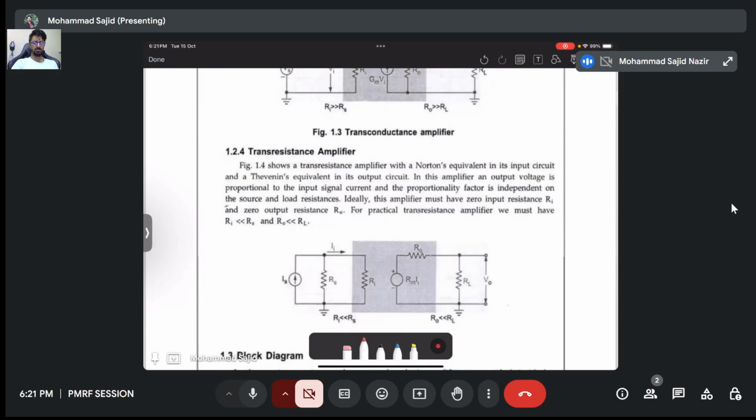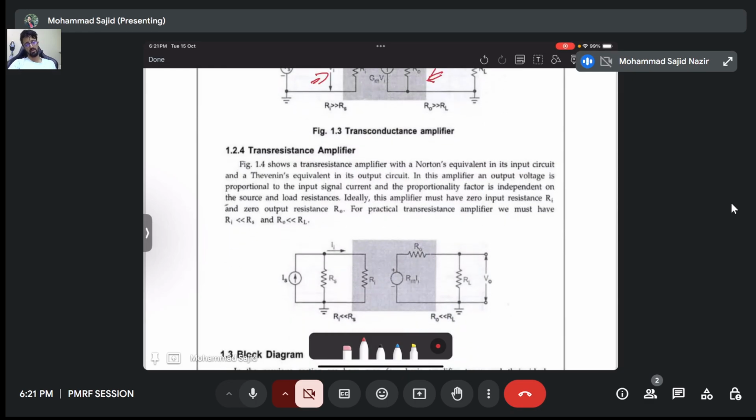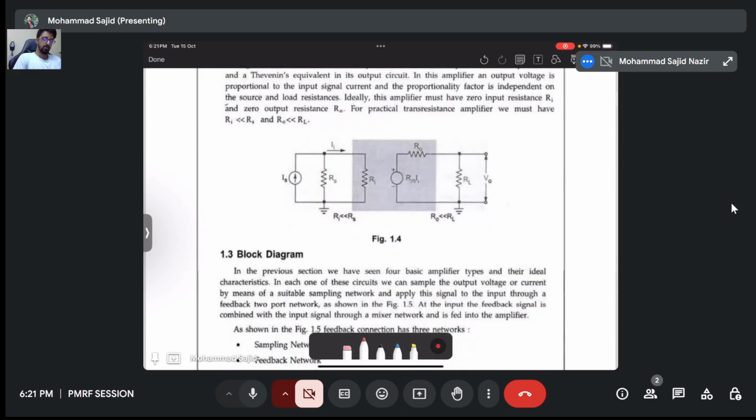Similar goes with the transresistance amplifier. That is, you have to take the voltage at the output node, and you have to supply the current at the input node. So your Ri should be ideally 0, and your RL should be very much greater than R0, or R0 should be ideally 0 as well. So these were the different types of amplifiers.